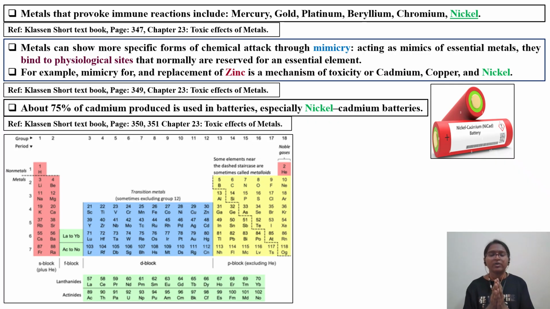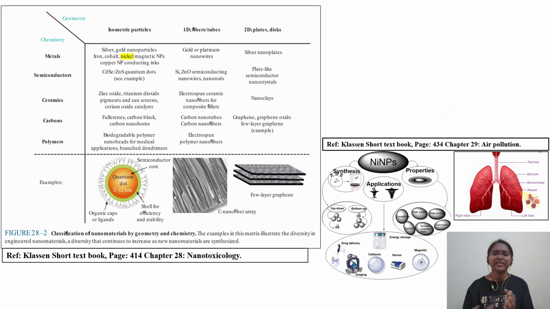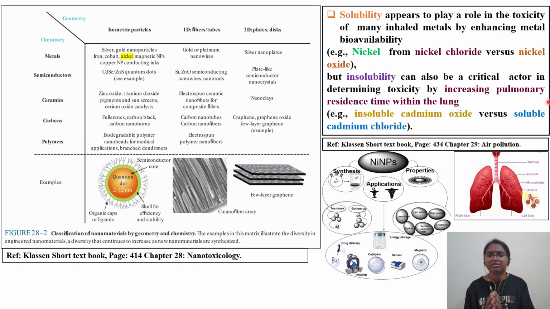Another important thing you will come across is nickel cadmium batteries, so read about that also. Then in chapter 28, under nanotoxicology, they have listed nickel. Nowadays it is used in the form of nickel magnetic nanoparticles, which have a lot of therapeutic applications in the pharmaceutical field and in medical diagnosis. So that might be one area of question.